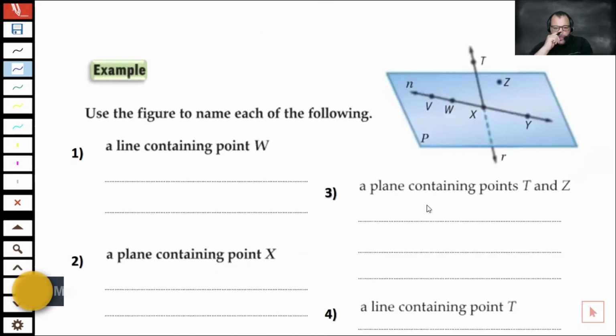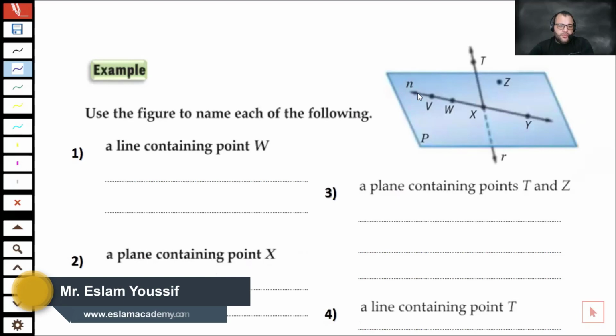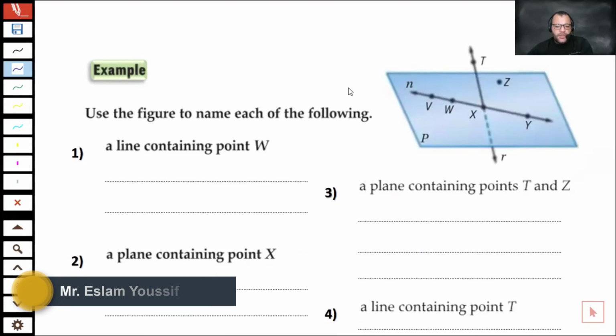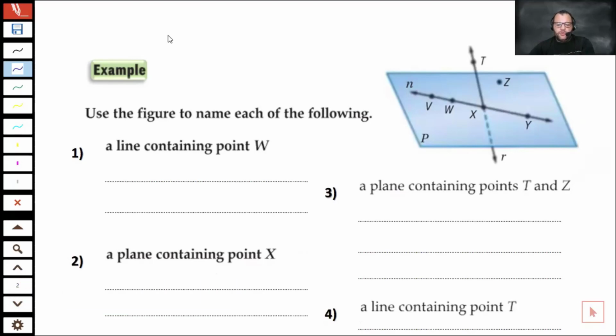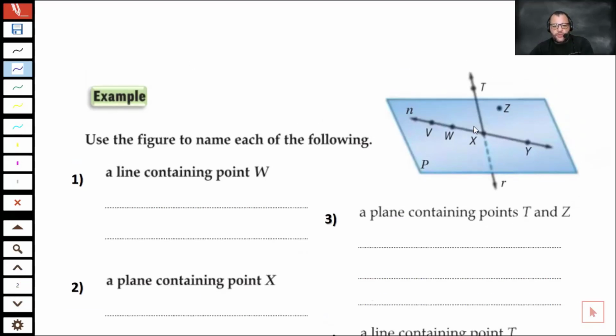Okay. Let's see. Use the figure to name each of the following: the line that contains the point W. But before we start, we need to understand the meaning of this graph.